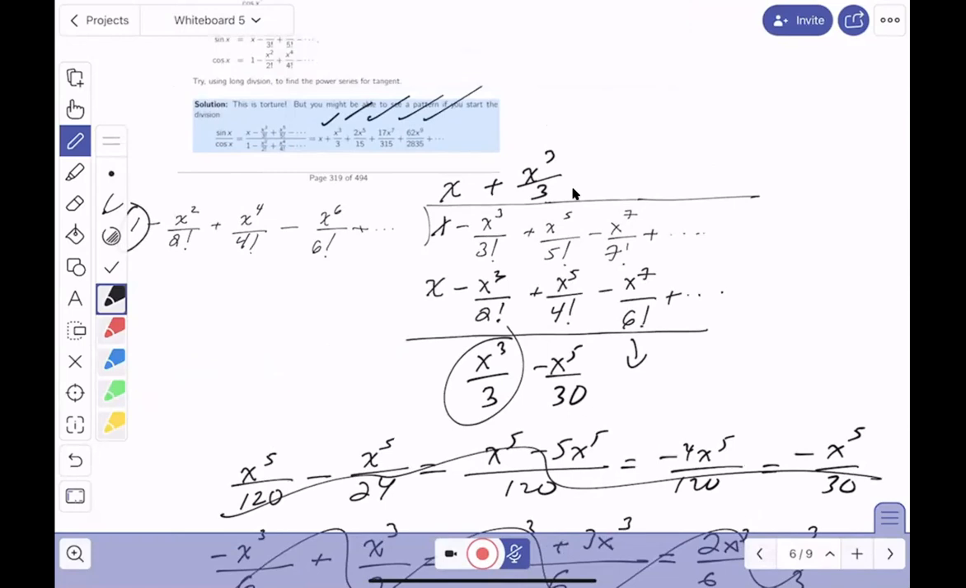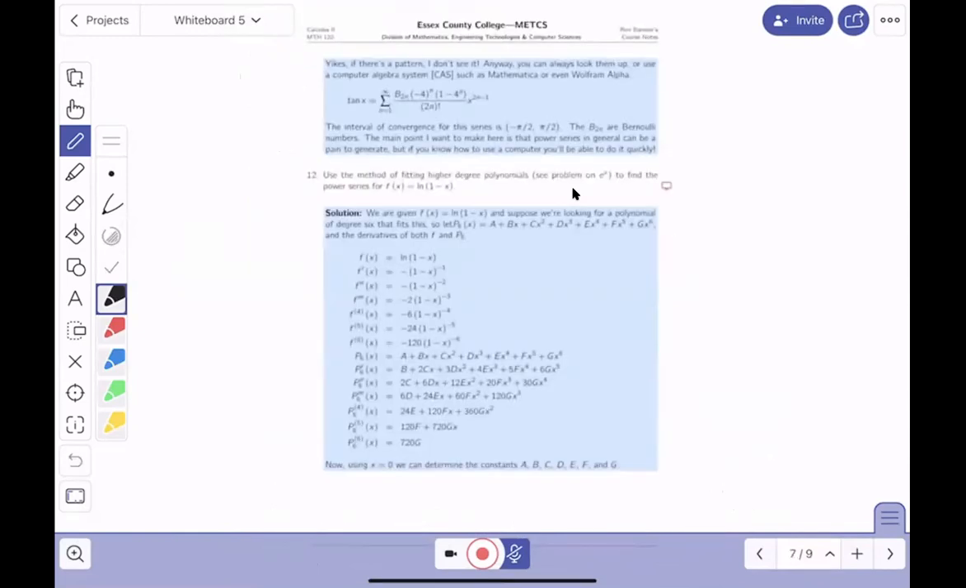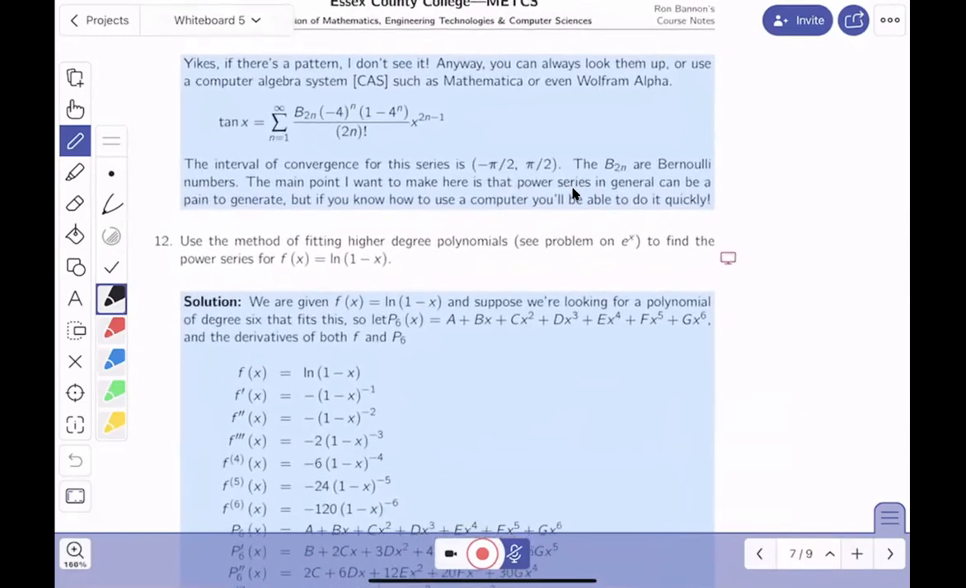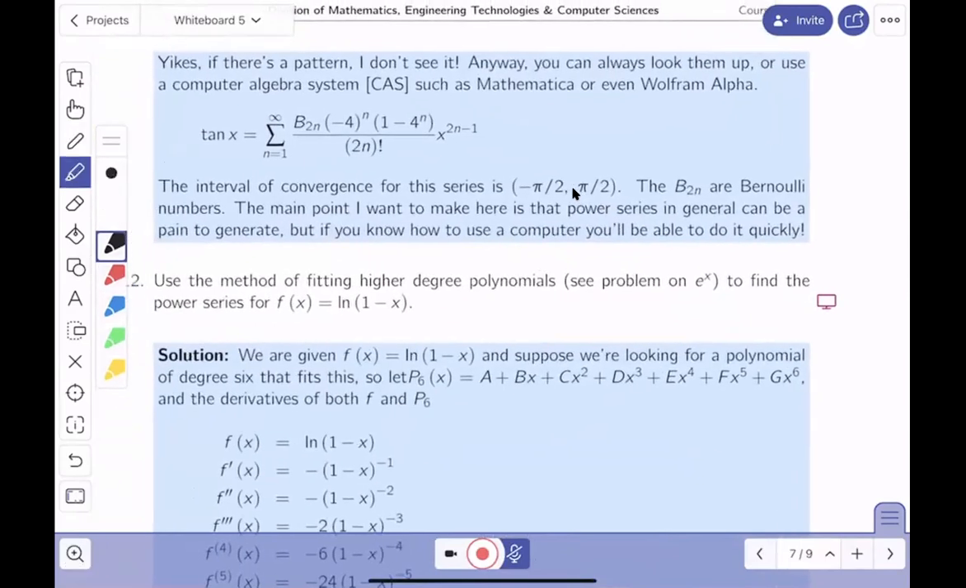Basically long division. But here's the deal. Machines can do this much quicker than I can ever pretend to do it. So machines are really, really good at it. All right, let's go to the next page. And when I'm reading through this, I want to point out, I don't see a pattern in it. And I'm going to read that to you.